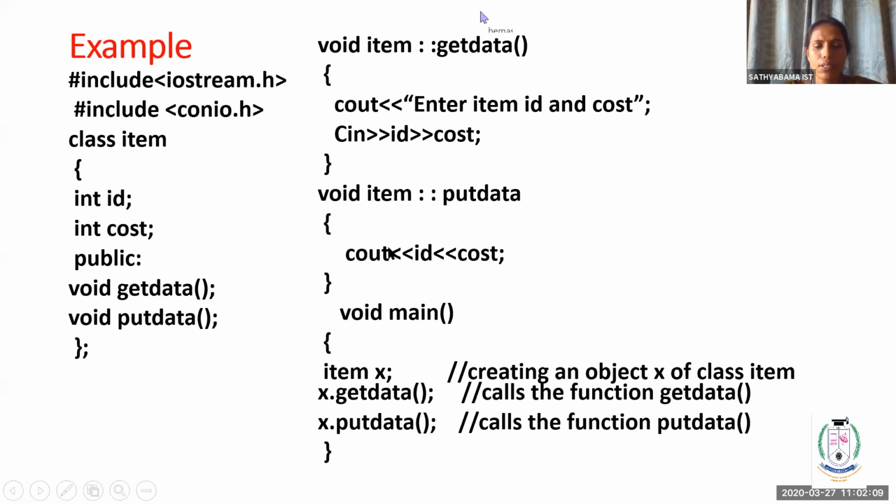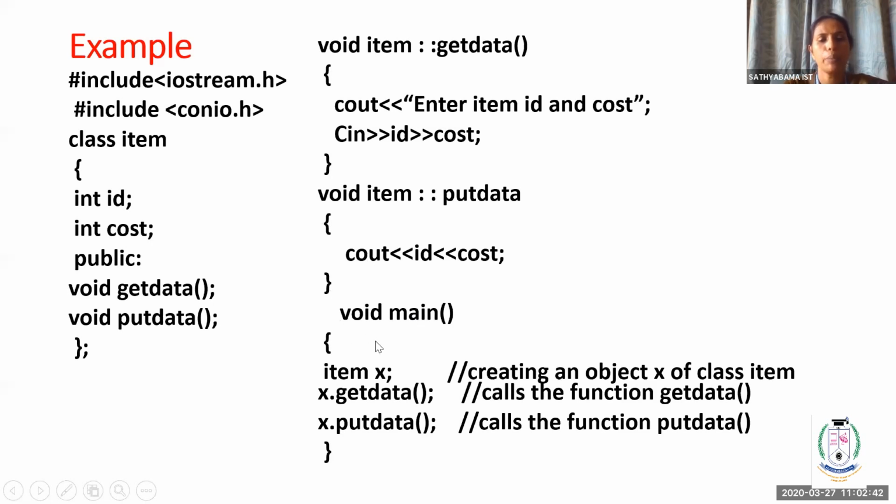Yes or no? How can we access the ID as well as the cast? Because both getData and putData come under the public member functions, and a public member function can access the data members anywhere, even outside the class. That is how we can access the ID as well as the cast outside the class also, right? Once the putData function is over, you can close the function block.